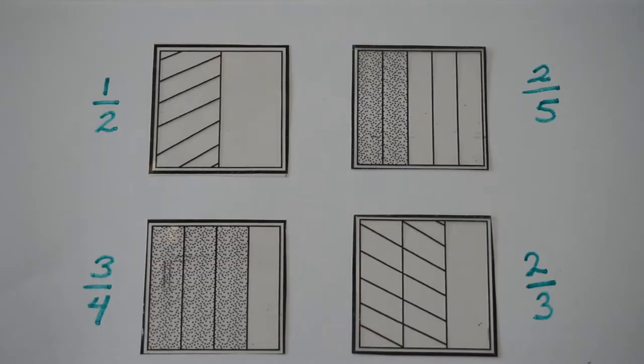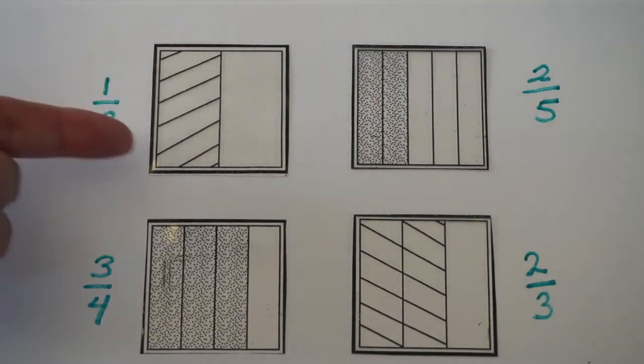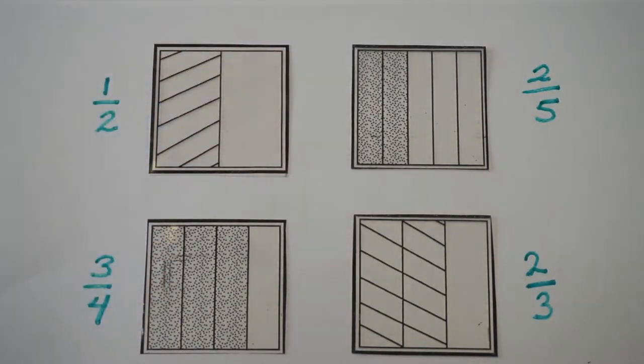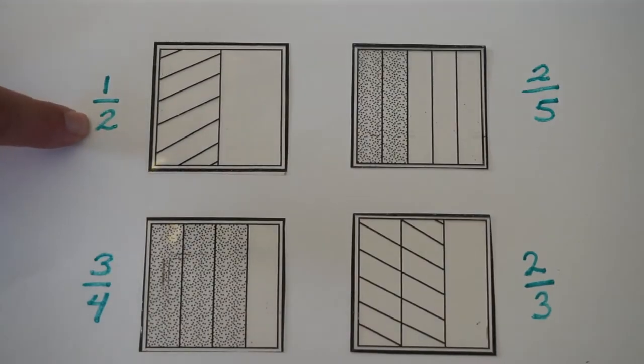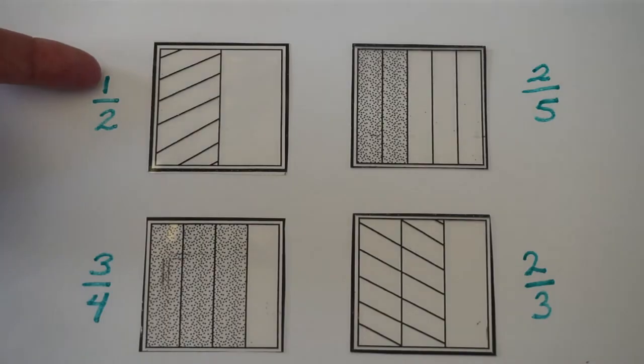So an important aspect of working with fractions is understanding what your unit is. Each one of these squares here represents one unit. When I look at the fraction 1/2, I'm considering this square to be one whole. It's been cut into two pieces, which is what gives me the denominator, and one of those pieces is shaded, and that gives the numerator.